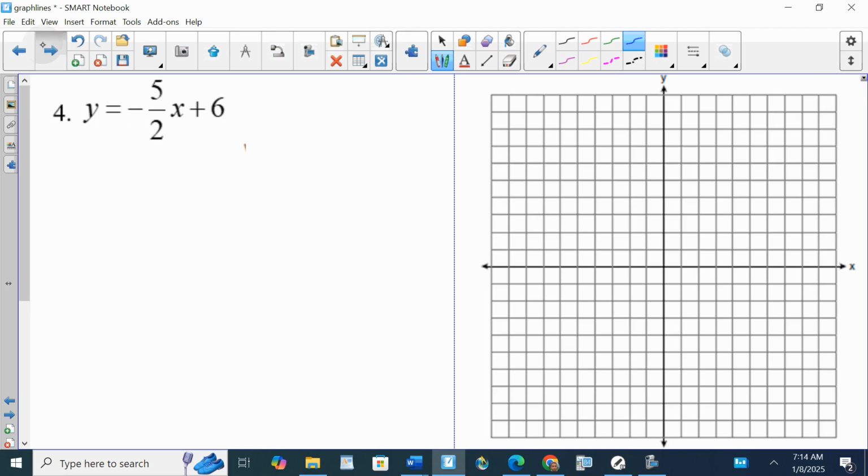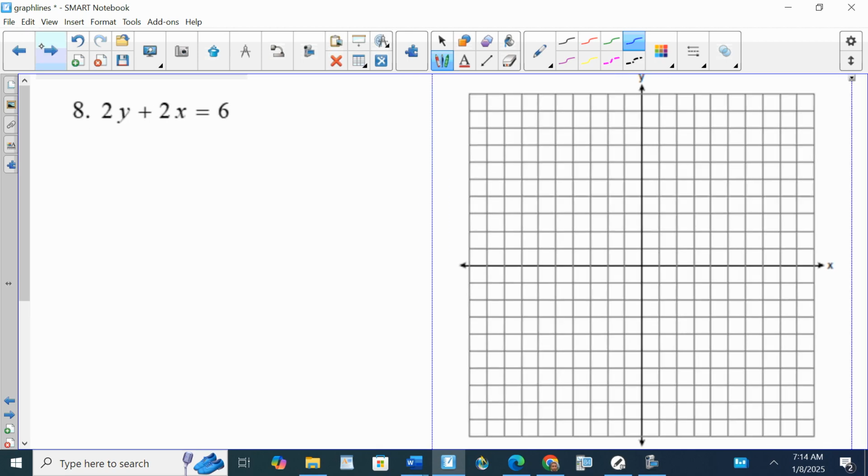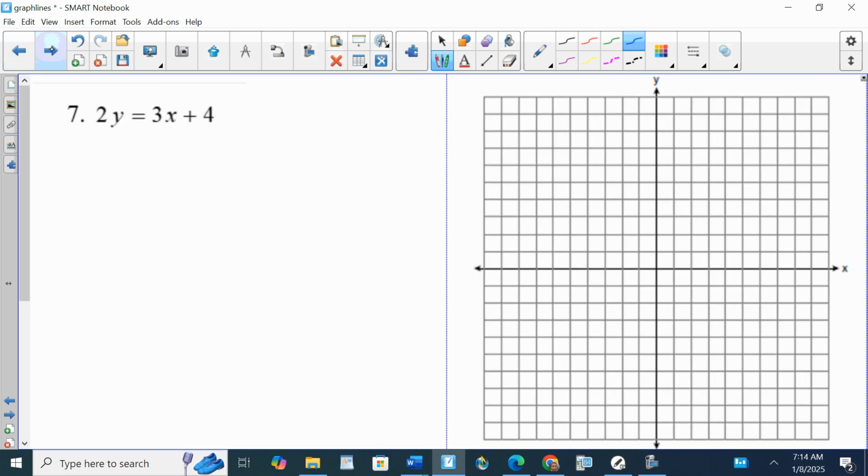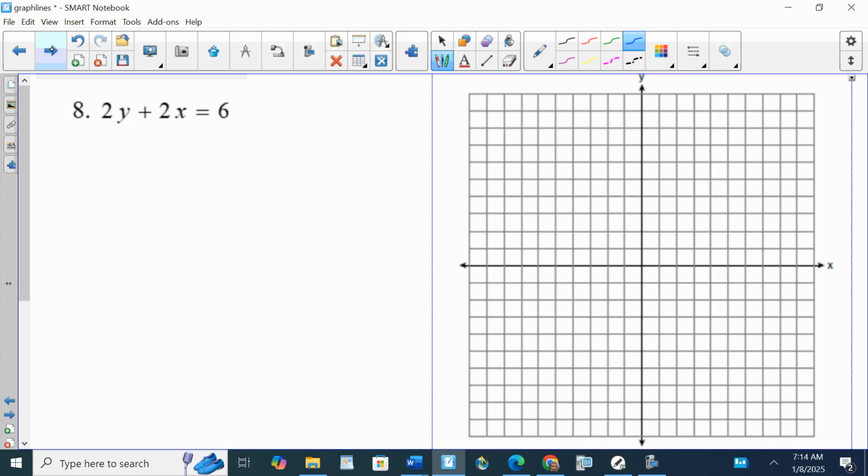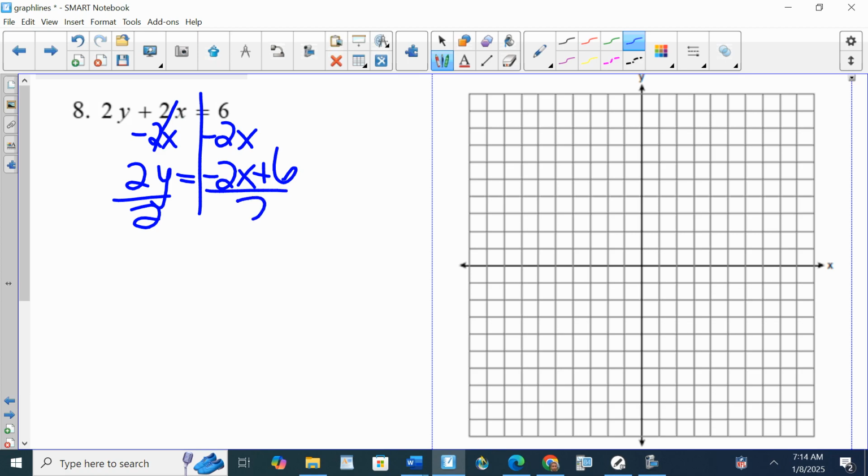What twist can we talk about for something like number 8? I need to get y by itself first, and again, we did that in the previous lesson, so I'm going to isolate y. I always add or subtract first. -2x, -2x. 2y equals -2x plus 6. Divide by 2. Divide the entire side by 2. -2 over 2 is -1x plus 3.